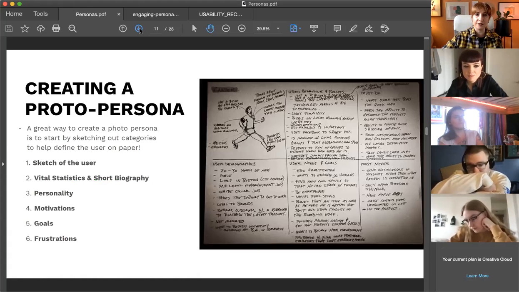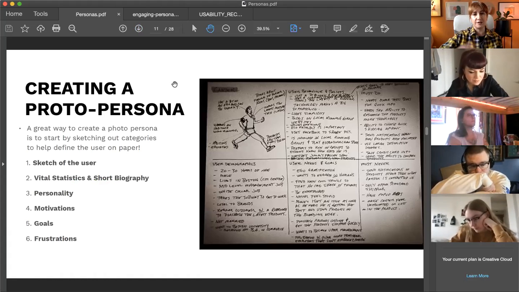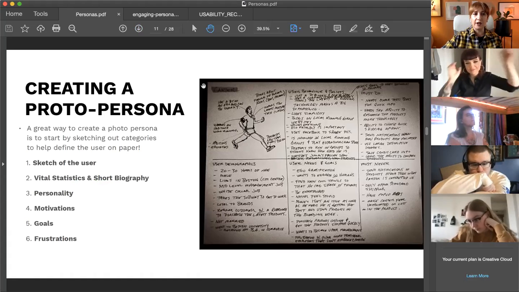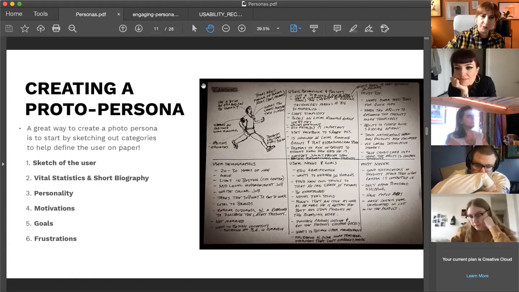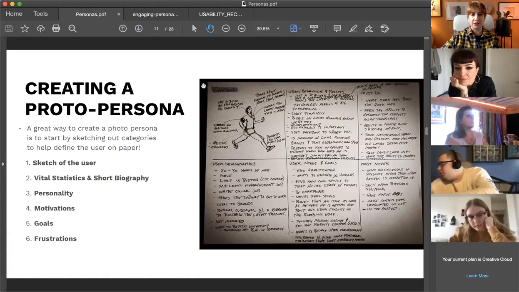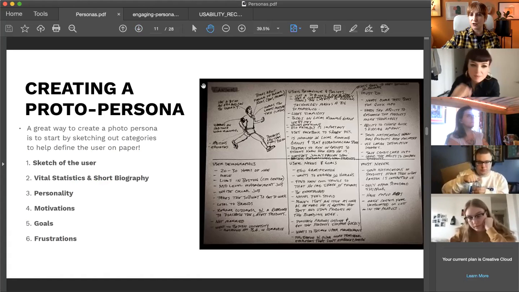And then how do we do this? It's quite easy, but it can be involved. This example here, this image, is very detailed. Creating a proto persona is a great way to start by sketching out categories to help define the users on paper.